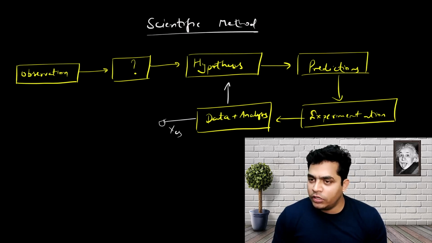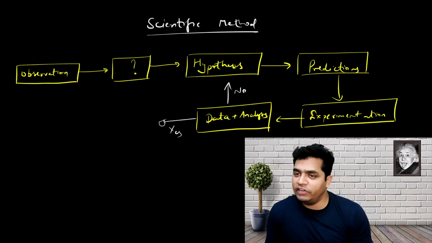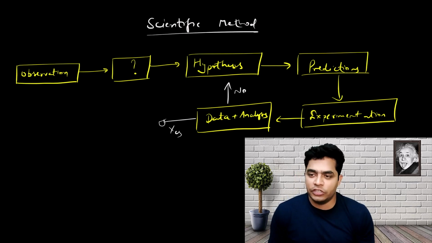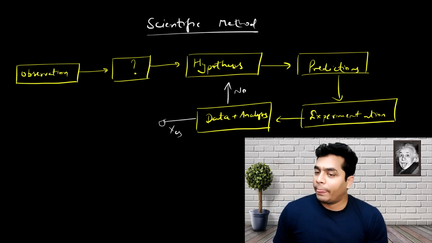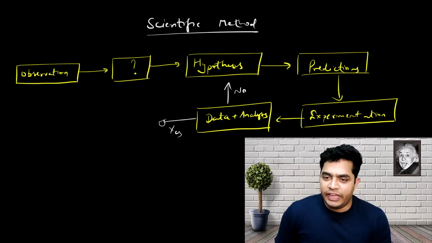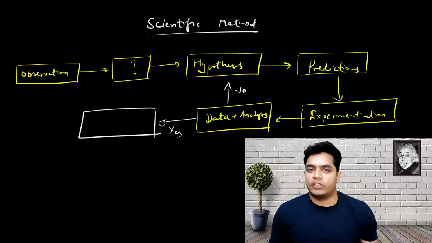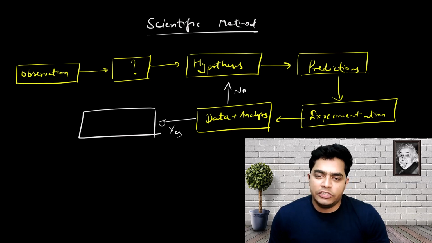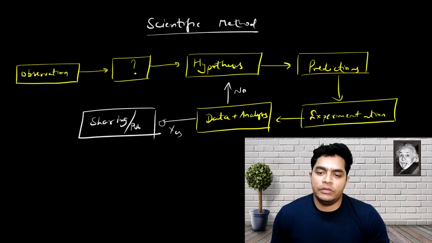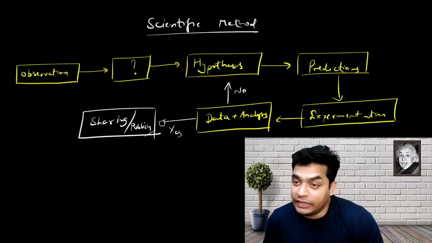If it does not match the prediction, then we have to come back to our hypothesis and change it and repeat the cycle again. Okay, so if it matches the prediction, then we can share the result, which means our hypothesis was correct and we can communicate this to other people. Okay, sharing the result, or you can say publishing. Okay, that is what a scientific method is.